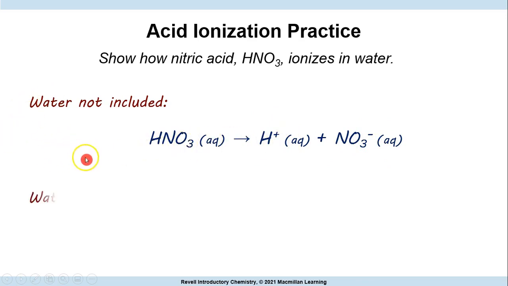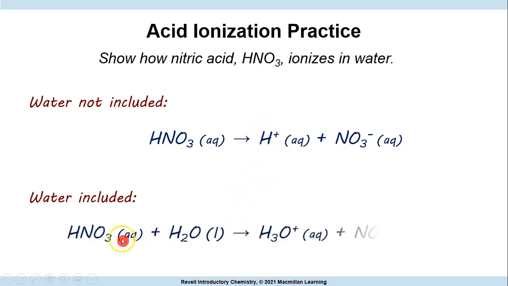In the second scenario, we have water included in the equation. So when water is included in the equation, we are going to form a hydronium ion instead of a hydrogen ion. So we have nitric acid dissociating in water to give the hydronium ion and the nitrate ion. So these are the two ways that we can show the ionization of nitric acid in water.